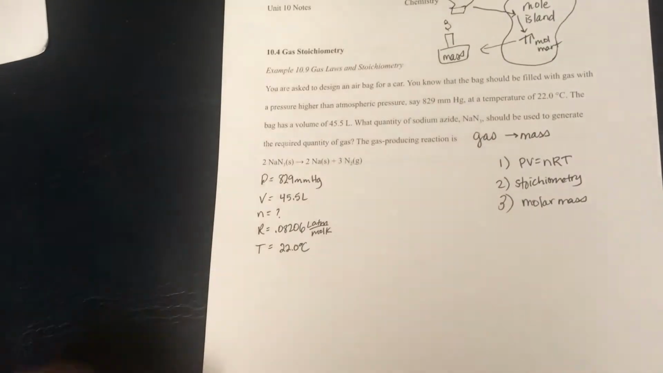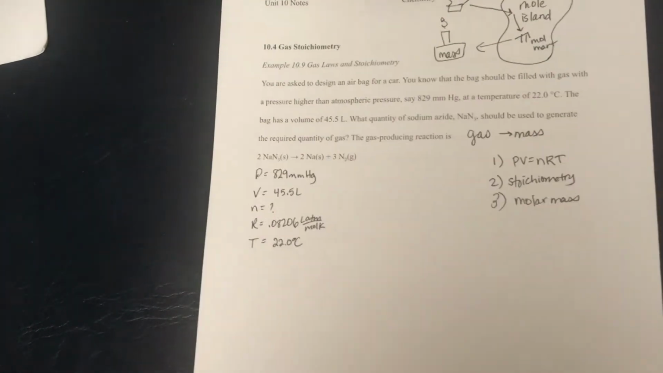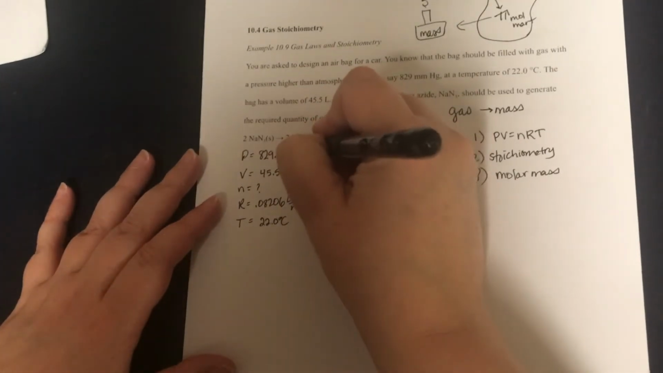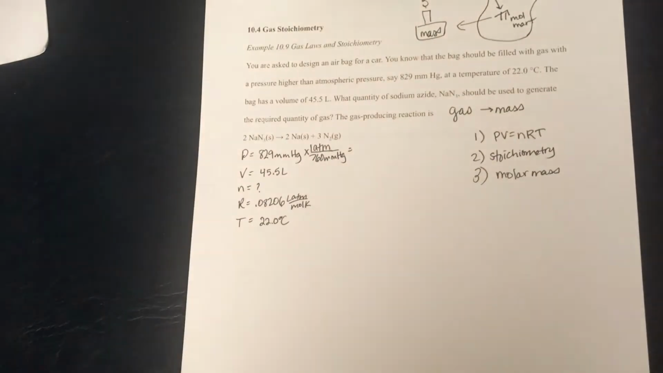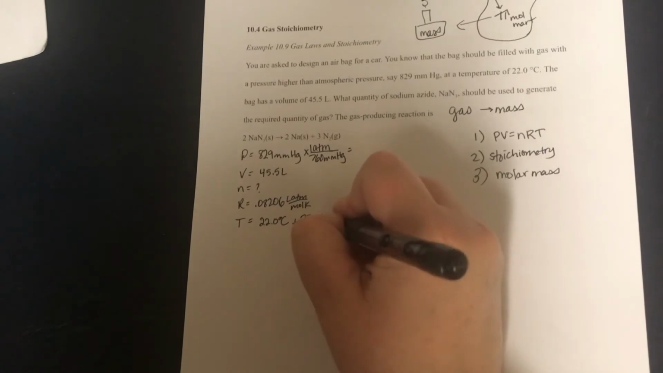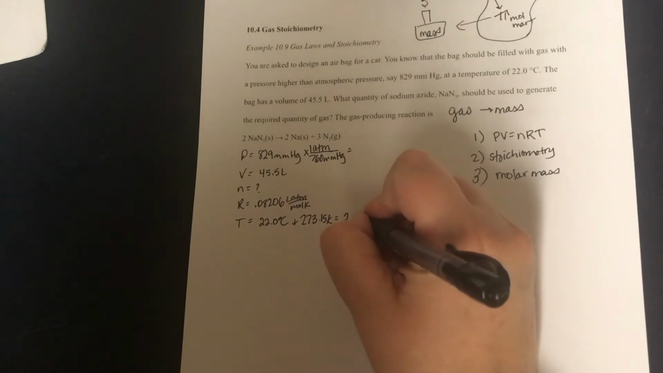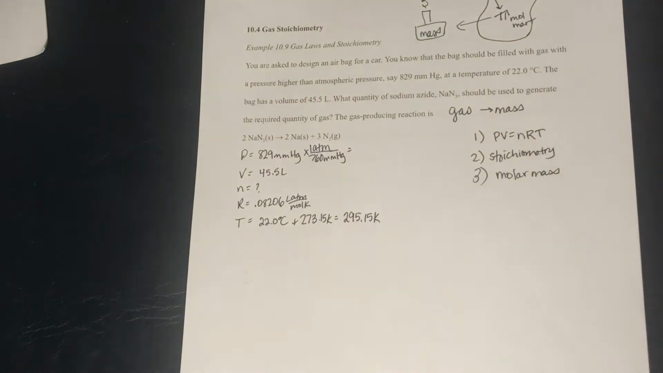Okay, but those are not the correct units. I've learned from PV equals nRT before that I have to have these in atmospheres. So I'm going to multiply by 1 atm over 760 millimeters of mercury there and get that one. And this one I'm going to add 273.15 Kelvin to get that one. That'll be 295.15 Kelvin. The top one, forgot to bring my calculator to the party.